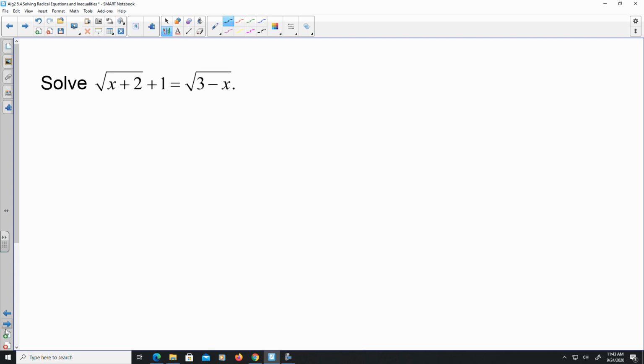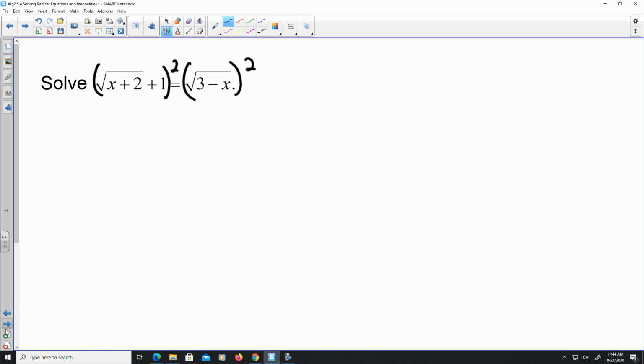Okay. So looking at this one here, both my variables are in the radical, but there is probably a possibility for an extraneous solution because I can't isolate my radical. So what I'm going to do is we're just going to square both sides right off the bat.